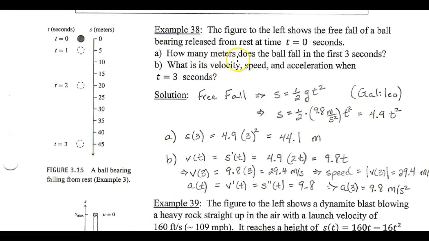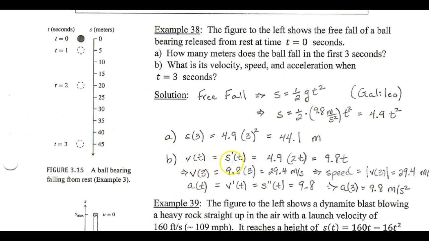Now to answer the question, how many meters does the ball fall in the first 3 seconds? That's asking what its position is at t equals 3 seconds, which is just s of 3. You plug in 3, you get 4.9 times 3 squared, which is 44.1 meters, and you can see that at t equals 3, that's where the ball bearing is, right around 44.1. Then it asks, what's its velocity, speed, and acceleration when t equals 3 seconds? Before we do it, think about it. Velocity is still going to be going down, so it's going to be a positive velocity. It should be pretty fast after 3 seconds, right? The acceleration is going to be speeding it up because gravity makes it speed up, so acceleration is going to be positive as well, since velocity is positive. Anyway, we'll just figure that out.